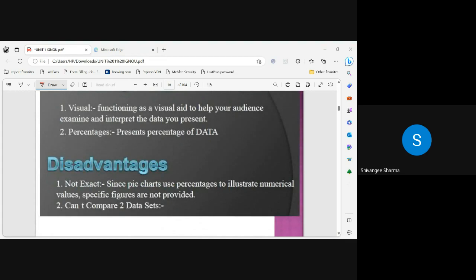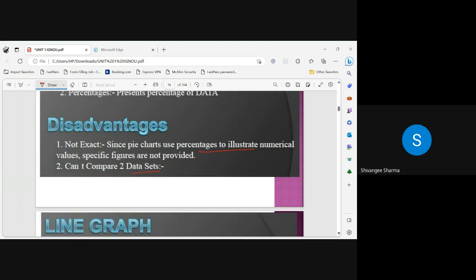So these are the advantages. It is visually very appealing, and just by a single look, you can identify what is being affected most. You can identify the higher percentage and the lower percentage. Since a pie chart has percentages, they are not 100% accurate, and they cannot compare two data sets, right? Only one data set can be compared with the help of pie charts.